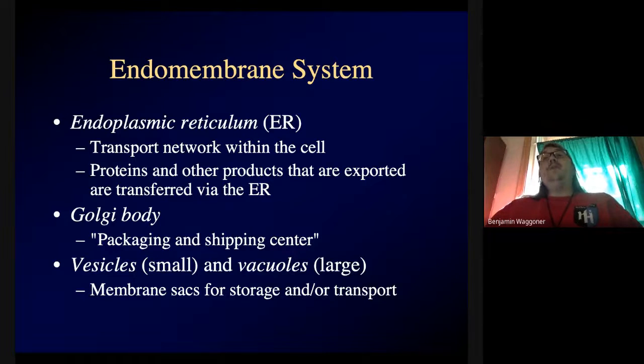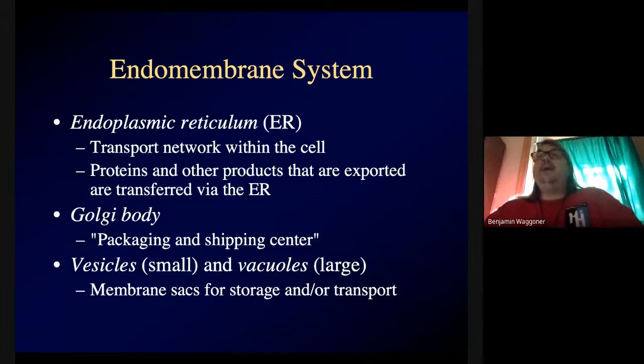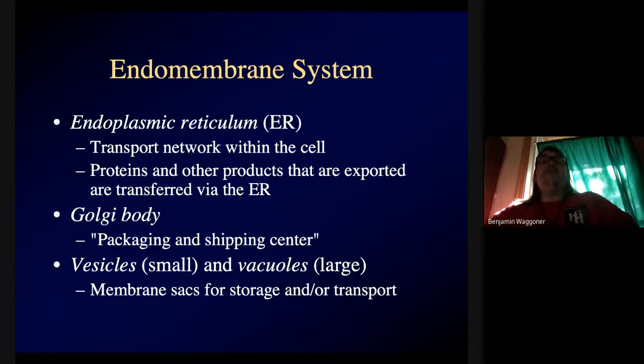Also part of the endomembrane system are vesicles and vacuoles. These are just sacs of membrane. Vesicles tend to be small, vacuoles tend to be big. They can be used for transporting certain things. They can be used for storage. They can be used for digestion in some cells. There's lots of things that these do, and there's no real structural difference except vesicles are small and vacuoles are large.